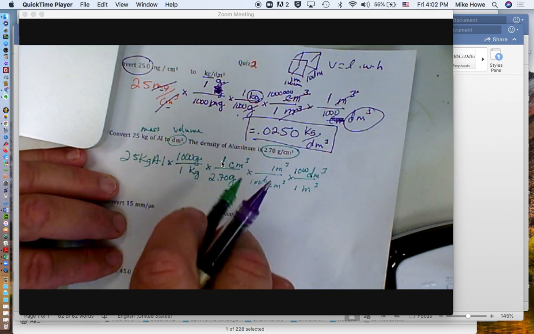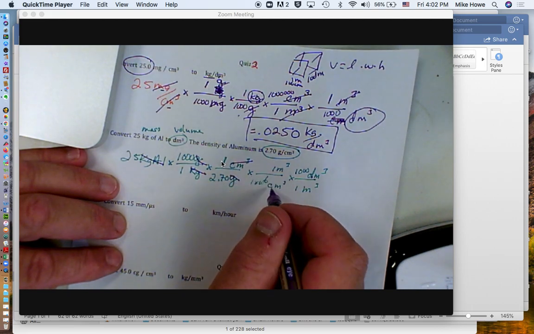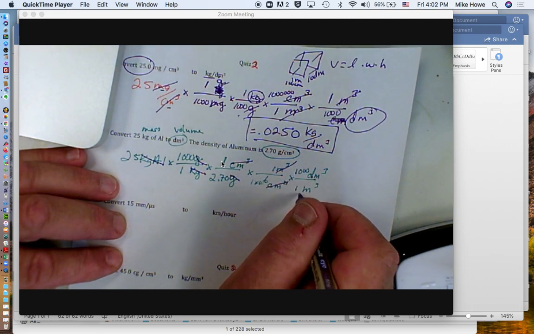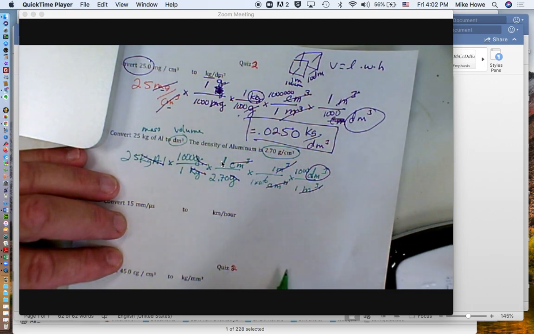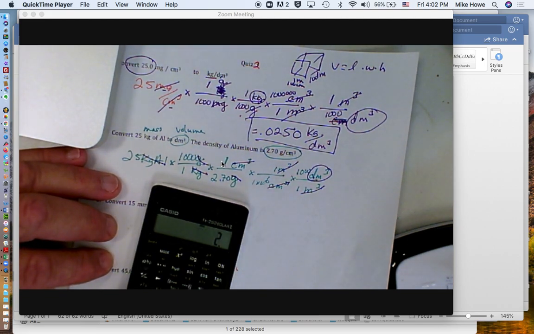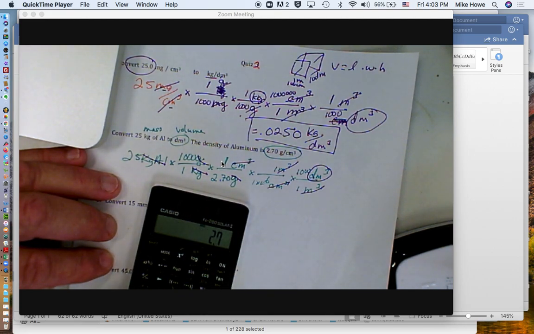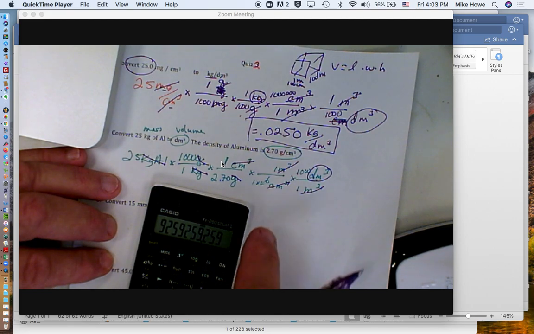All right, so notice what units have canceled. Kilograms are gone. Grams are gone. Cubic centimeters we set up to cancel. Cubic meters cancel. We have cubic decimeters in our answer. Pay close attention to how I punch these numbers in. So I'm going to have 25 times 1,000 times 1,000. Those are all the numbers across the top. I'm going to divide by 2.7. And I'm going to divide by 1 times 10 to the 6th.